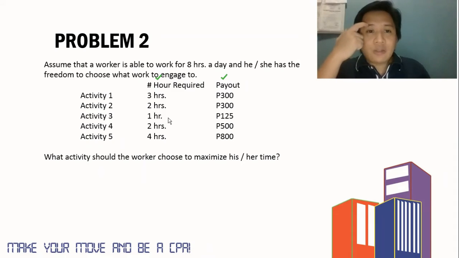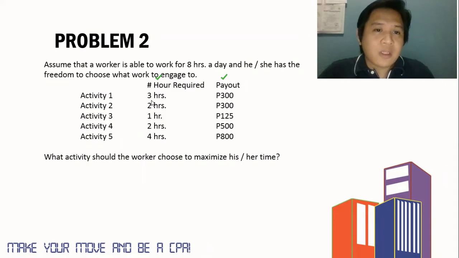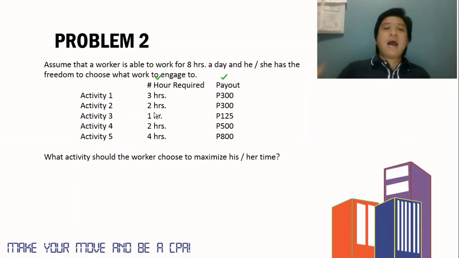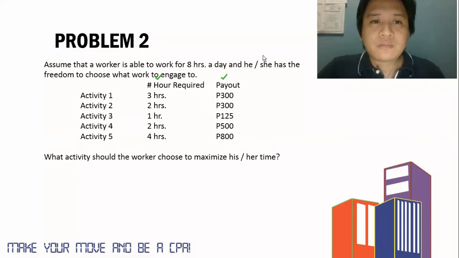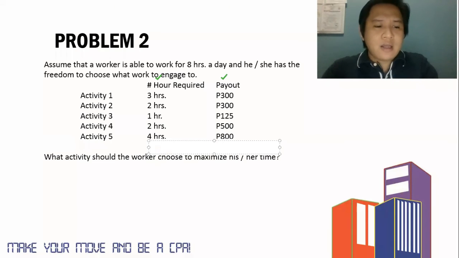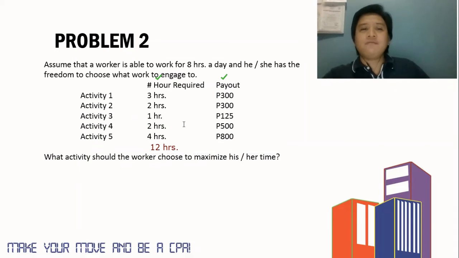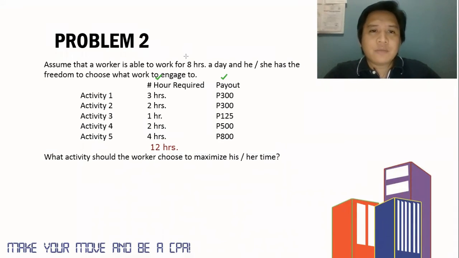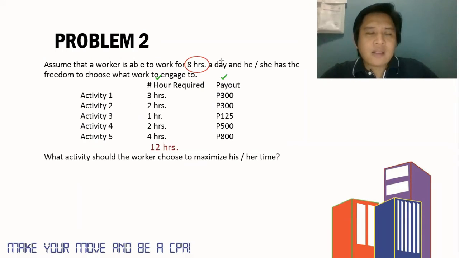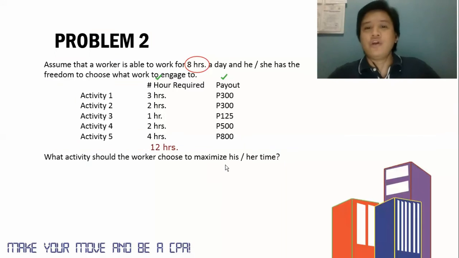Now, ang question natin dito kasi, if you're going to total here, 3 plus 2 plus 1 plus 2 plus 4, that's 12 hours in total. Okay, so total natin dito 12 hours. However, ano yung constraint natin? We only have 8 hours of time that we can allocate. Now, ang question natin, what activity should the worker choose to maximize his or her time?